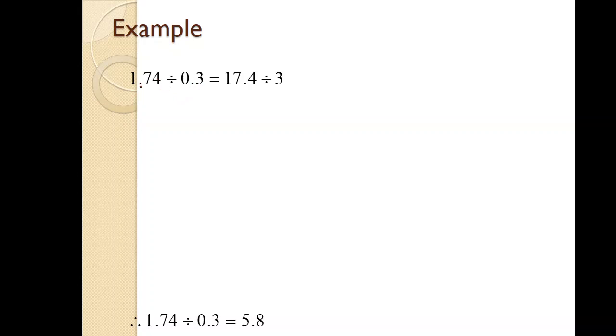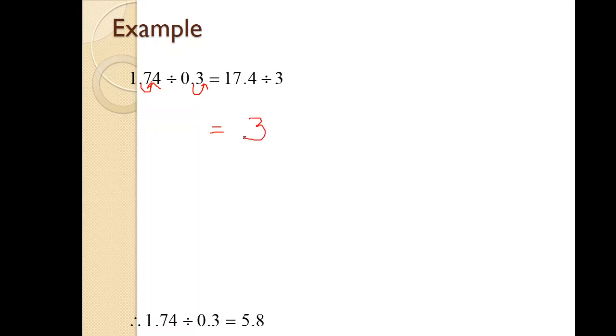To do that, you can just move this decimal point one step to the right, then it becomes 3. But you do the same to this number also. You move it one step to come between here. So that's why we now have 17.4 divided by 3.